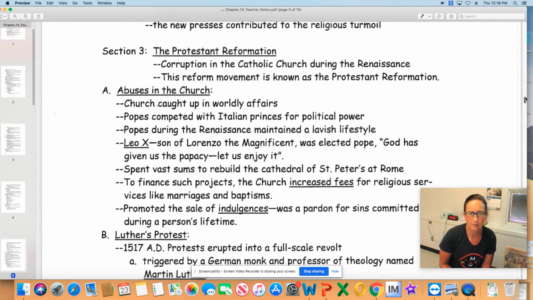He spent vast sums to rebuild the Cathedral of St. Peter's in Rome. To finance such projects, the church had to increase fees. It's not the way it is today in the church, but this is what they were doing then.